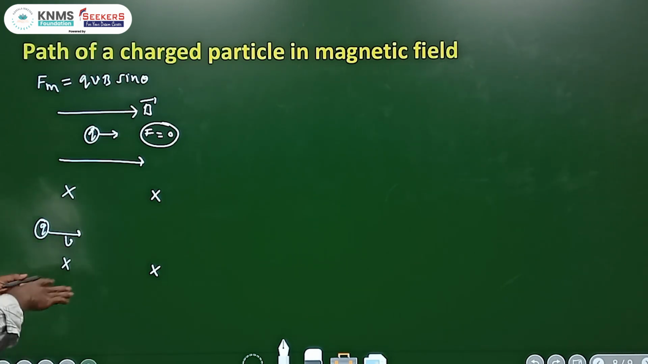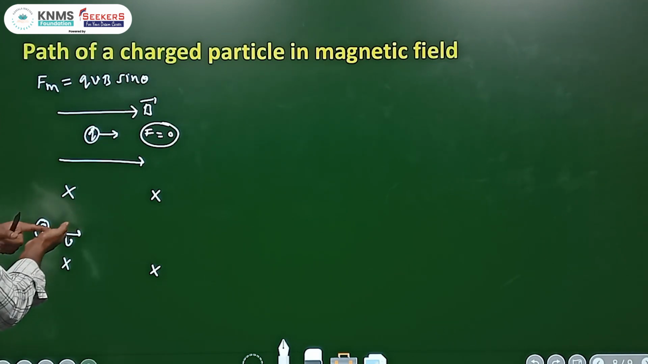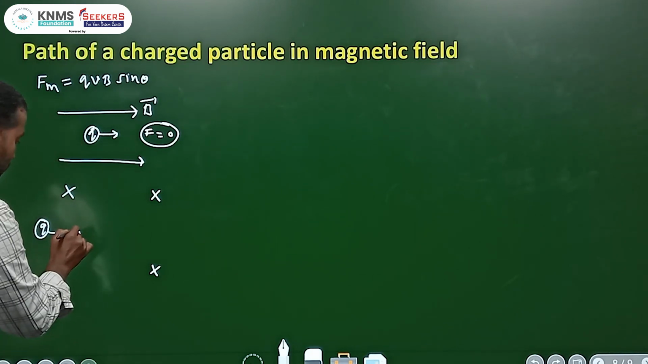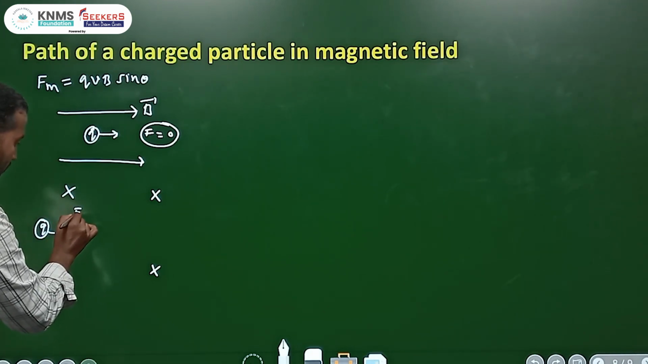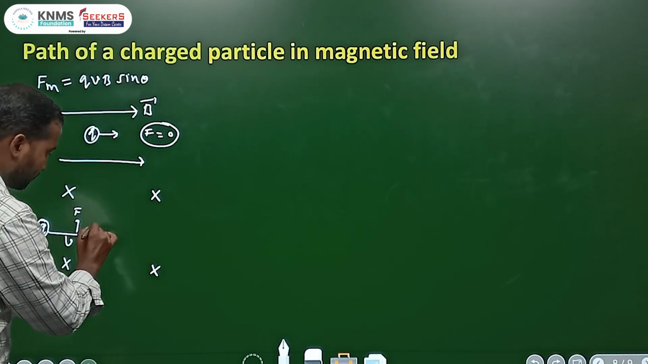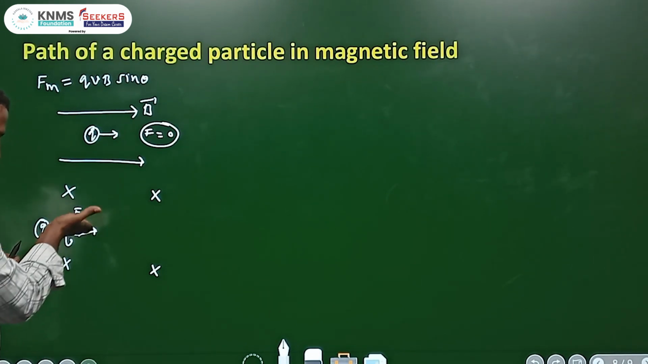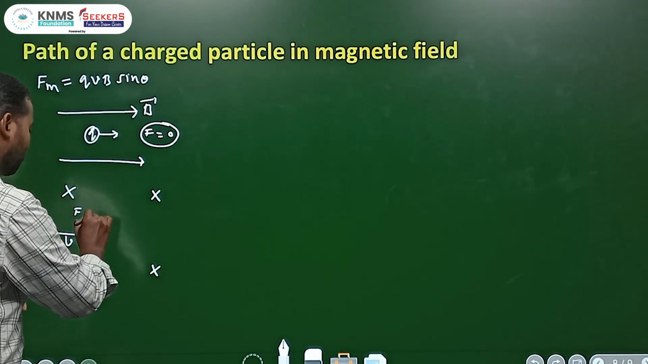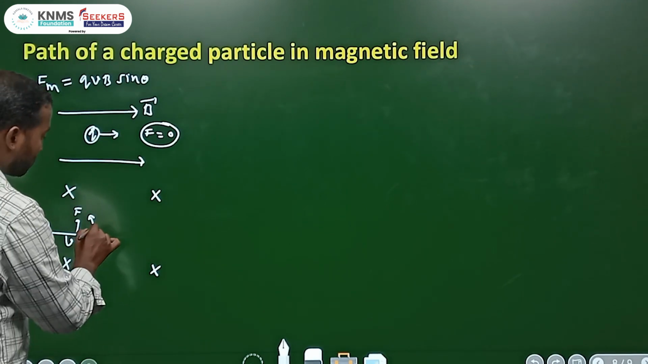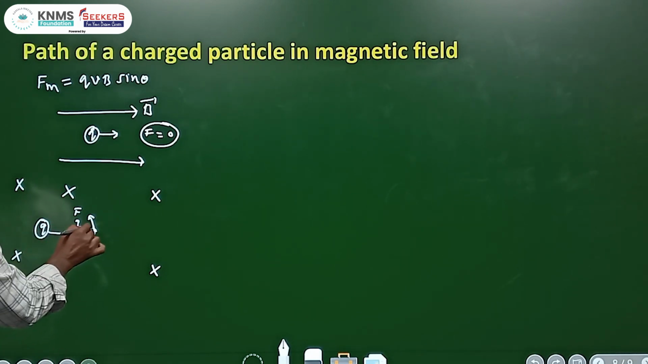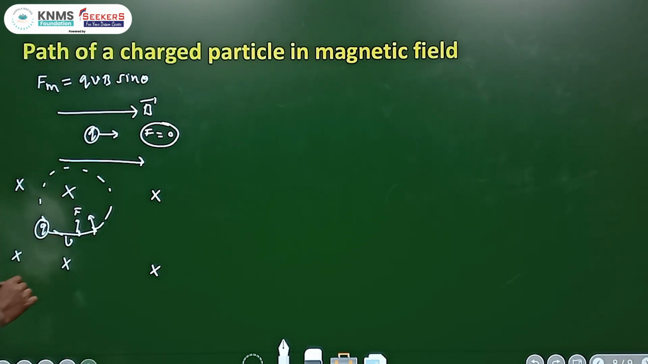If you use the right hand palm rule, the current is going like this, and the magnetic field is into the plane. Then this charged particle will experience a force upwards, so it will slightly go up. The magnetic force will be upwards, so it slightly changes its path. Now the direction has changed again, so the force again moves slightly upwards and so on. Because of that, the charged particle moving with velocity v will take a circular path.